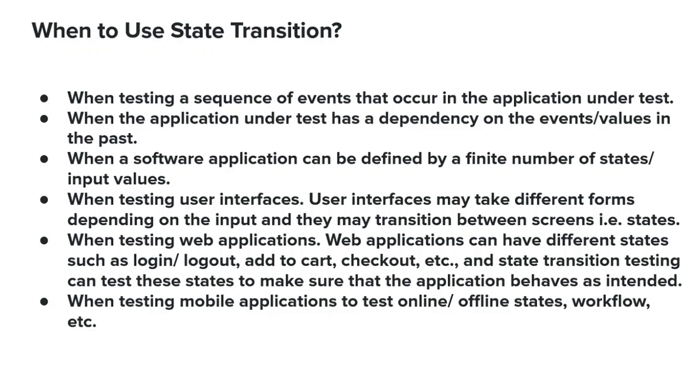So whenever a software application can be defined by a finite number of states or input values, we can use the state transition technique. Also, when testing the user interface, where it takes a different form depending on the input, it can be a number of attempts or a certain type of test input where the user interface changes. So that is basically a transition of the state. It can be a different screen for different types of test input, or after a sequence of certain test inputs, the screen might change. That is basically a transition of the state.